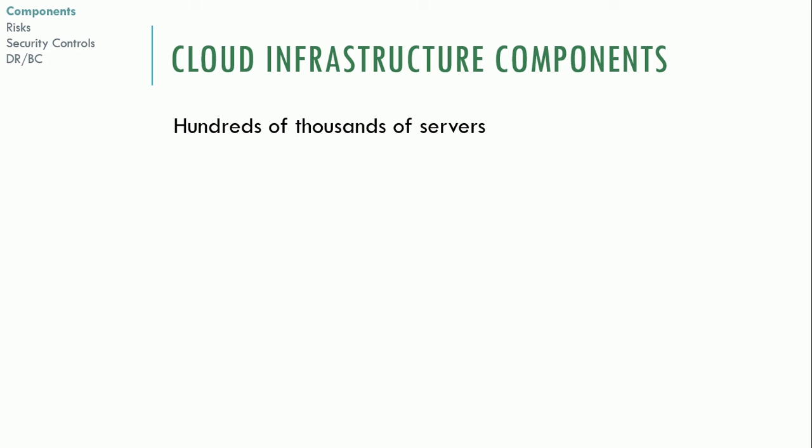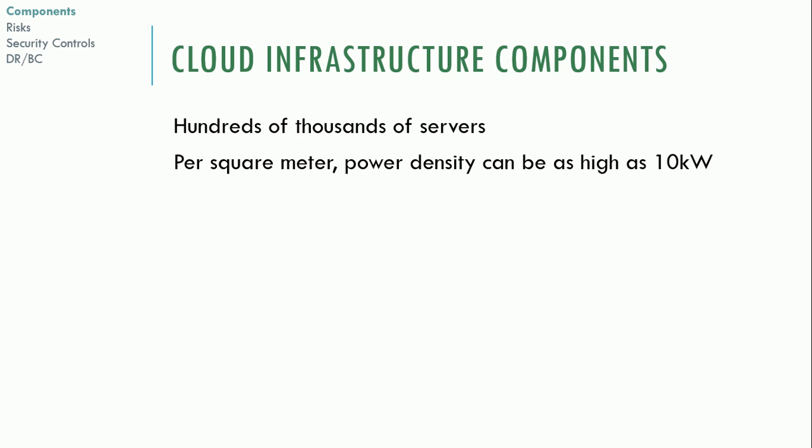So the first thing is there are hundreds of thousands of servers in a cloud service provider's infrastructure. Looking at companies like Microsoft, which has the Azure cloud environment, Amazon, which has their cloud environment, and of course Google, and even some of the smaller ones like Rackspace, they have tremendously huge infrastructures with hundreds of thousands of servers, so 100,000 some odd servers and so forth. So it's a pretty huge scale. Per square meter, the power density is as high as 10 kilowatts. That's a lot of power. All these servers crammed into such a small area.